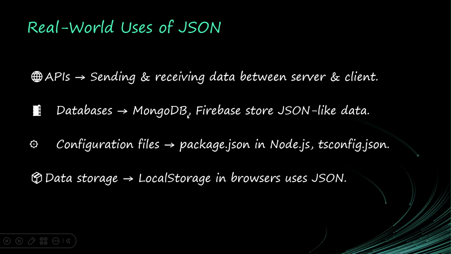So real world uses of JSON: used for APIs, for sending and receiving data between server and client, used in databases. MongoDB and Firebase store JSON-like data. Configuration files: package.json in Node.js uses a JSON file, the TypeScript configuration file also uses JSON. Data storage: local storage in browsers uses JSON. So these are the real world uses of JSON, okay?